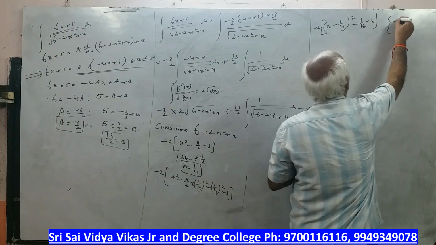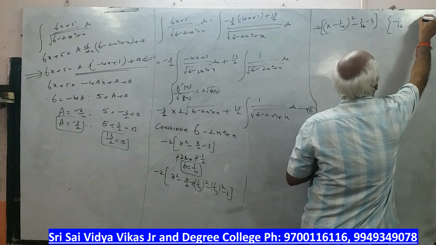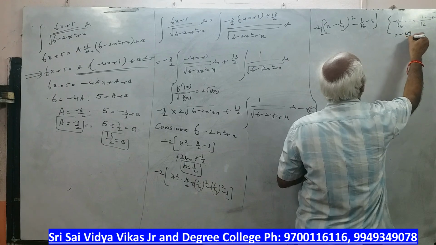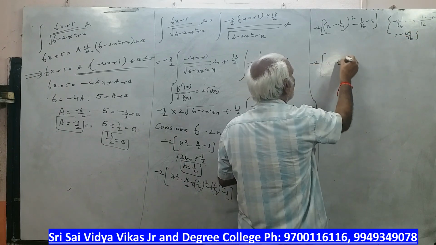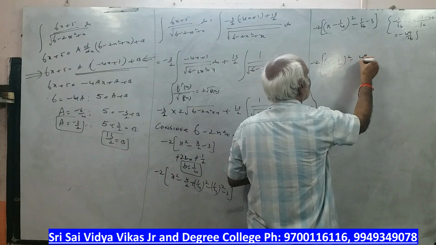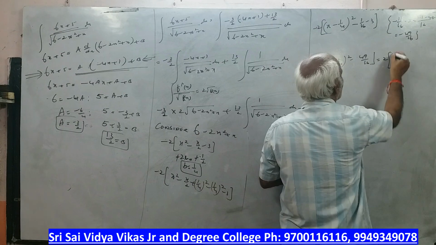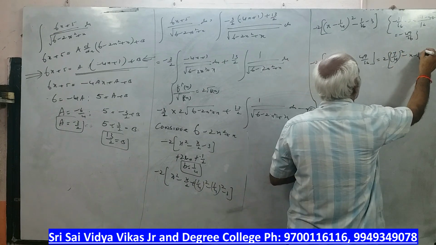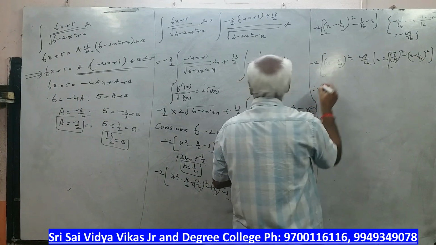Again, flower bracket. So what is the LCM? 16 minus 1 minus 48. So how much do we get? Minus 49 by 16. So minus 2 into whole square minus 49 by 16. Only bring the minus sign inside: 2 into 7 by 4 whole square minus x minus 1 by 4 whole square. Therefore, put in 1.